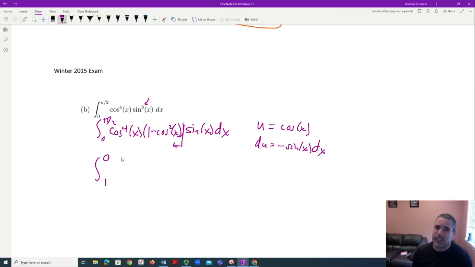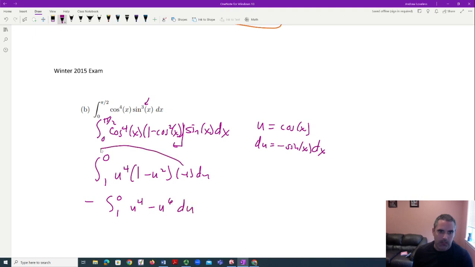You want to practice getting better at trig values. It makes some of these things so much faster. 1 minus u squared, this is going to be negative 1 du. So this is negative the integral from 1 to 0 of u to the fourth minus u to the sixth du. The negative I took out. Most people would switch the bounds and change the sign just because it looks prettier. And then you're almost done. We're almost done with this exam question. It's going to be 1/5 u to the 5th minus 1/7 u to the 7th from 0 to 1.